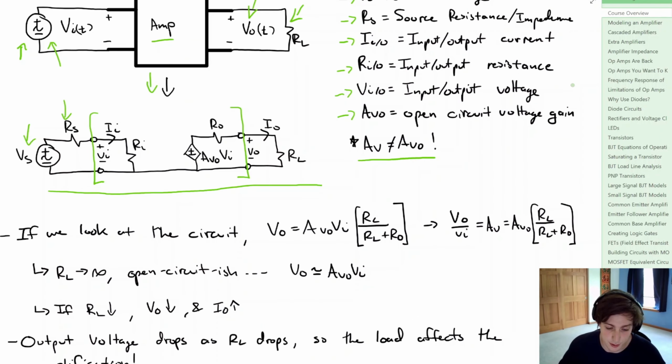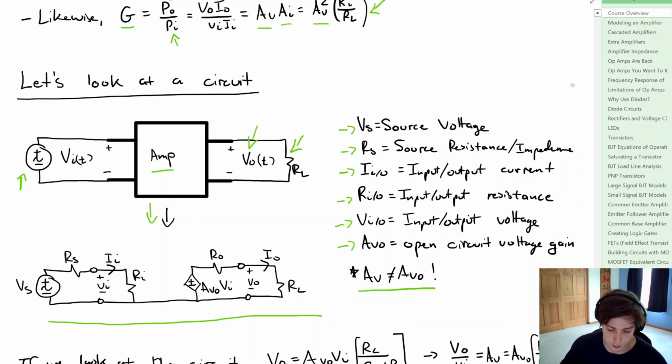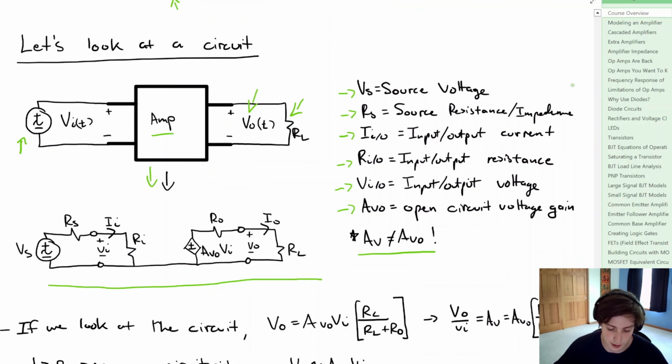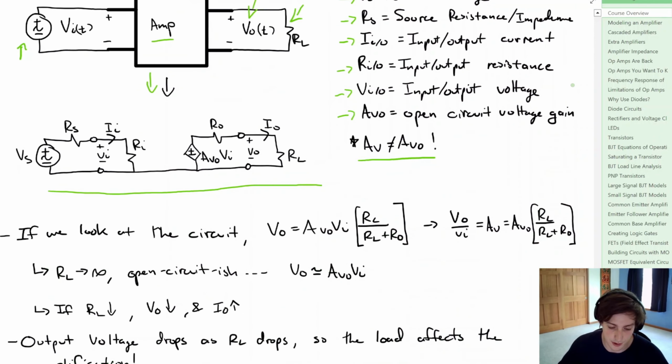So if we start to dissect the circuit, let's get rid of the green brackets. If we just get rid of the green brackets, we can look at the circuit, and what we notice here is that we have a dependent voltage source, which is equal to that open circuit voltage gain, AVO, times the input voltage. We have an output resistance, and we have our load resistance. So we could say that the output voltage is equal to the voltage divider for this load resistor, which is equal to this term here.